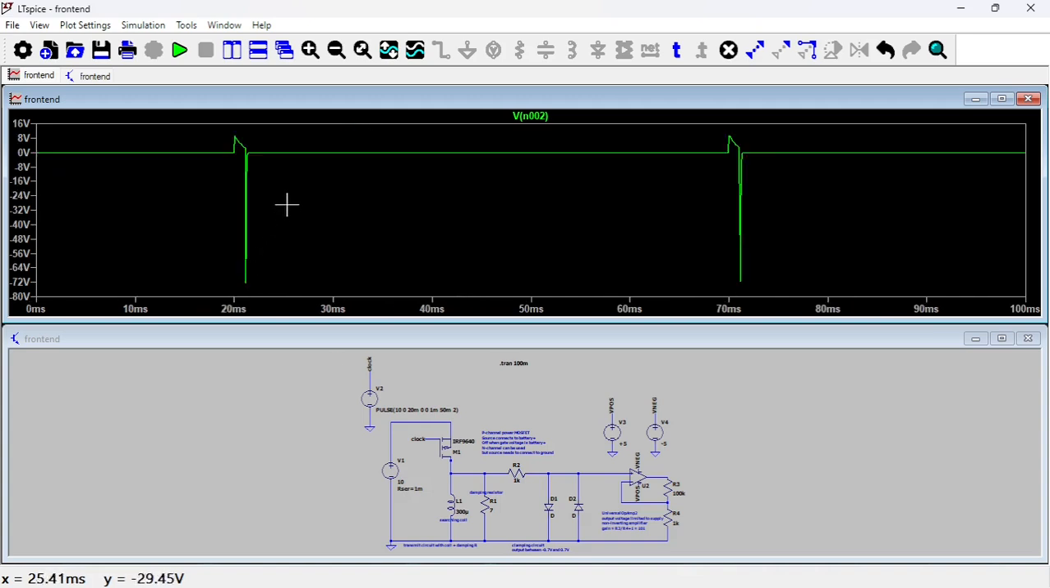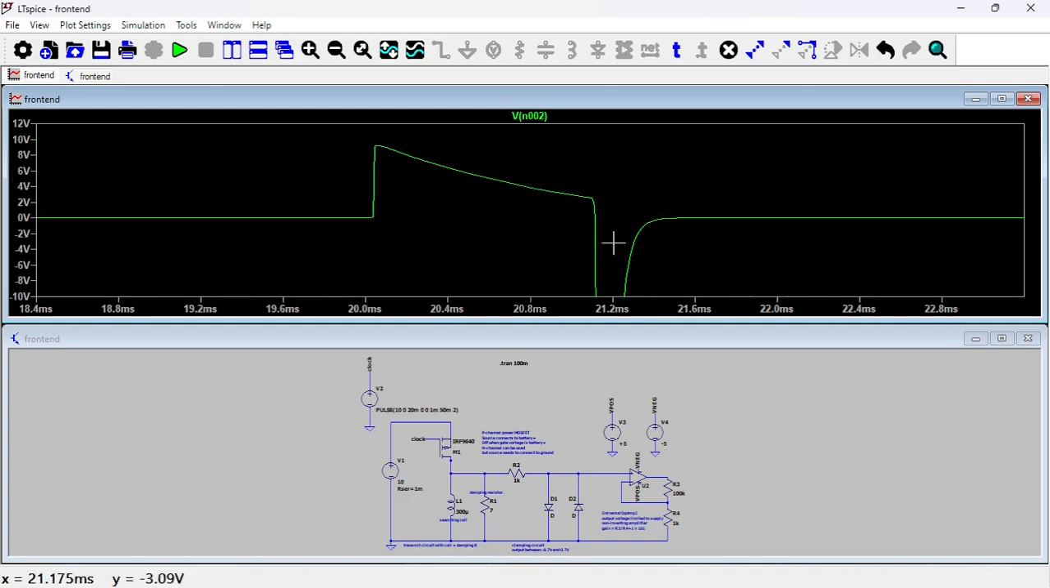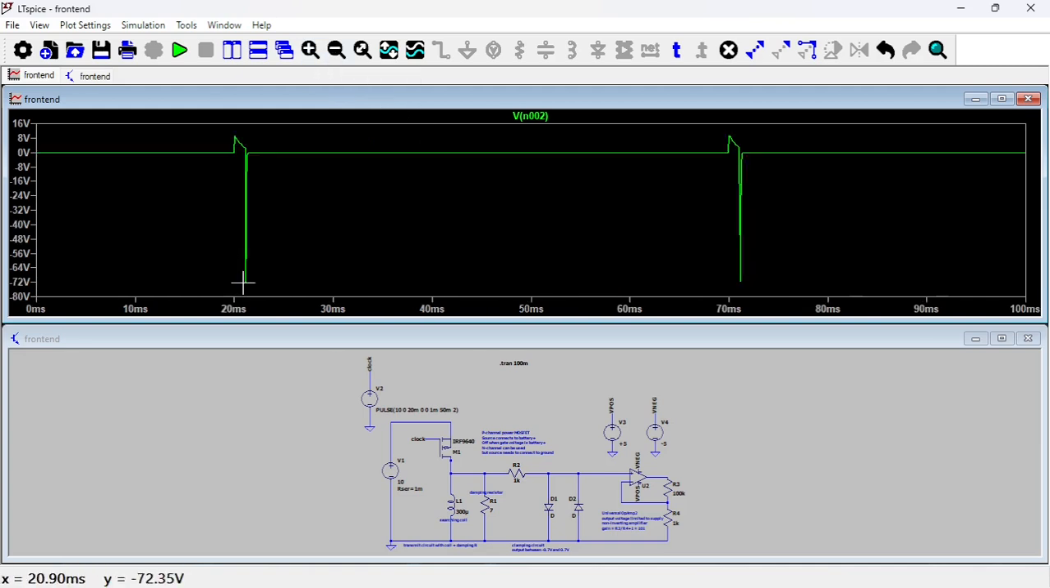Yes, so here what we want is to amplify that signal around here. But the problem is this minus 72 volts here. That's way too much. It's going to destroy the op-amp. So what we're going to do is clamp this part and that part to be between 0.7 and minus 0.7. That's why you put those diodes here.